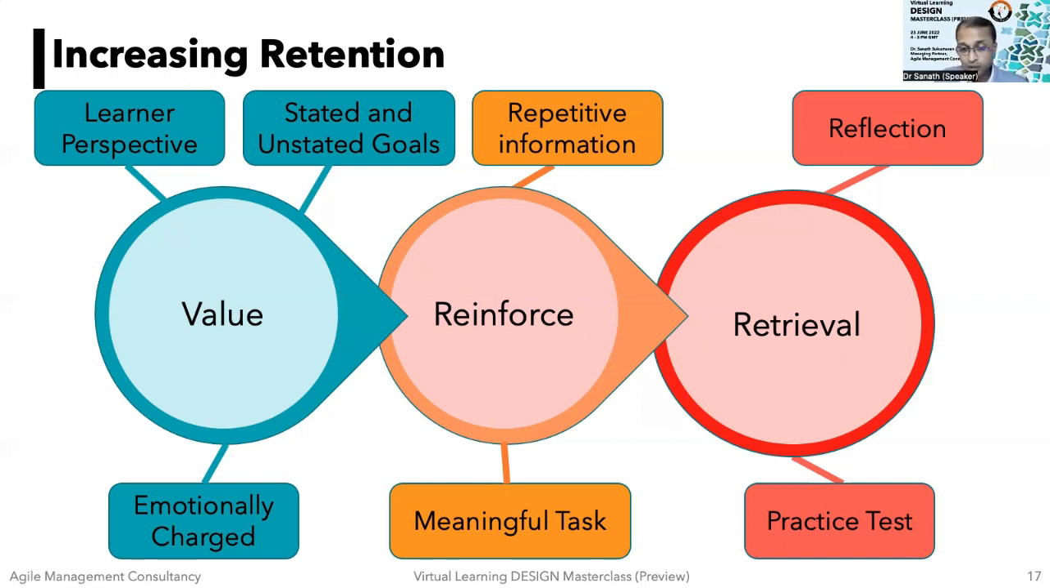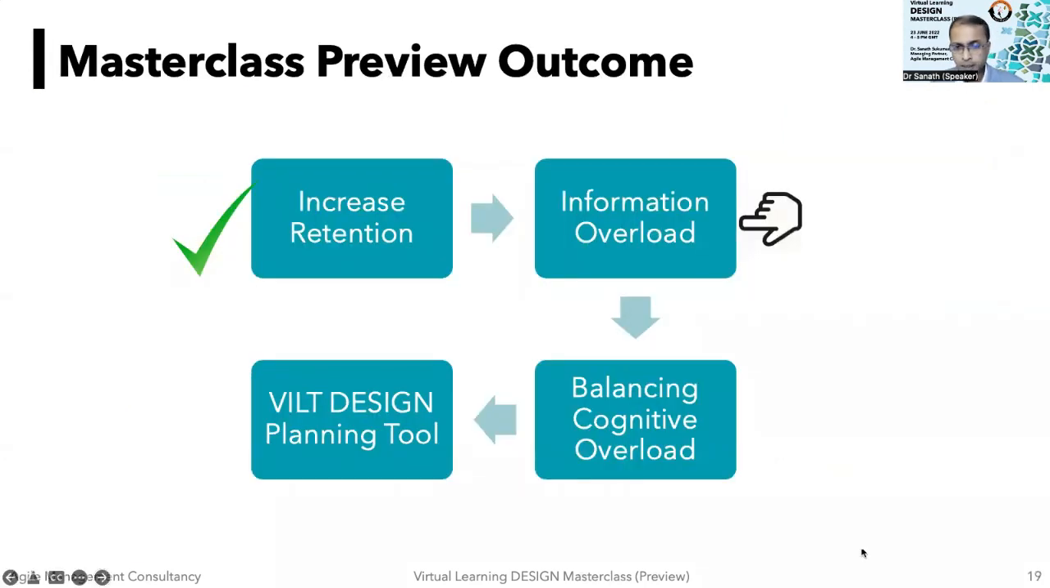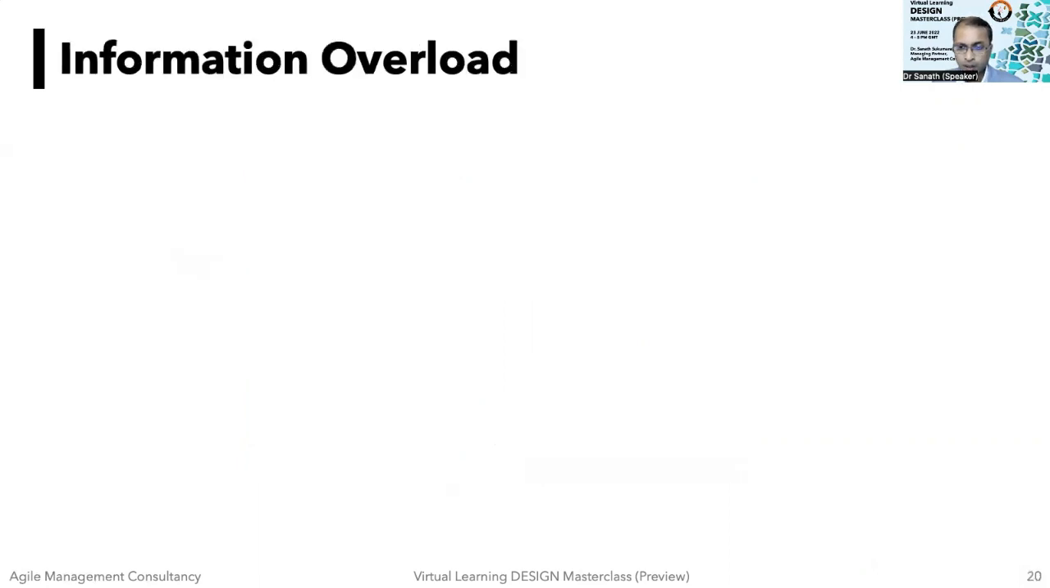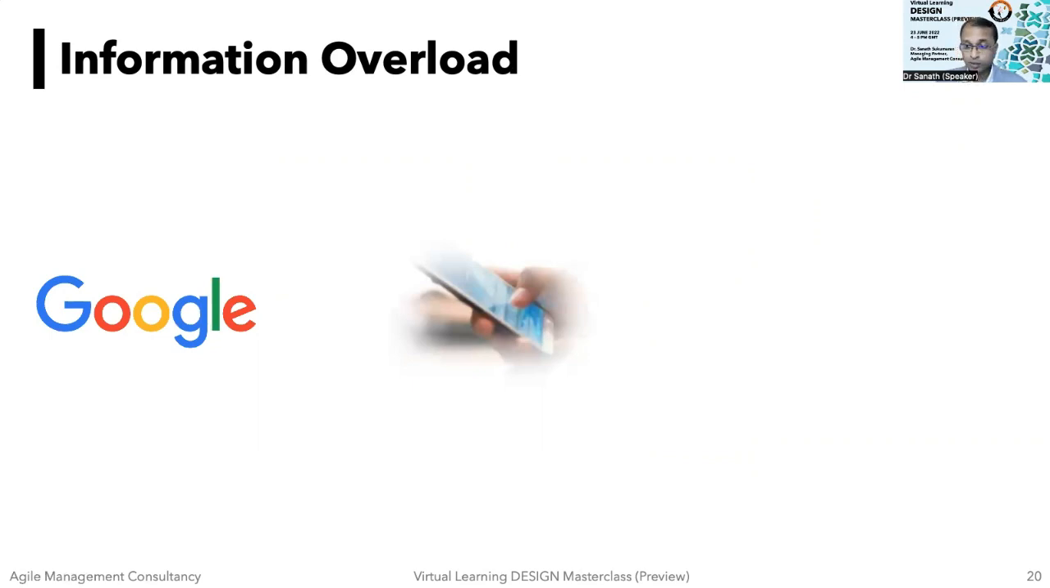So try this out. What we've just done, we've just finished the first bit, increasing retention, right? And we're going to talk about the second part now, which is information overload. Now, that's interesting because you know for a fact, Google handles 5.6 billion searches a day. And you know how many times we click our smartphones in a day? It's 2,617 times according to research. And that all means your messages, right? All the clicks, the words you type, all of that. It accounts for 2,617 times on average.